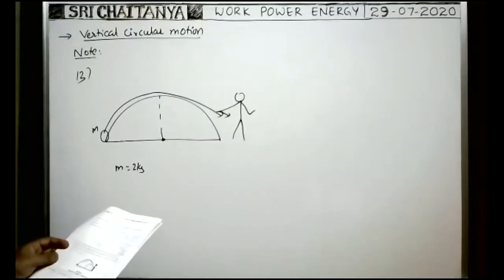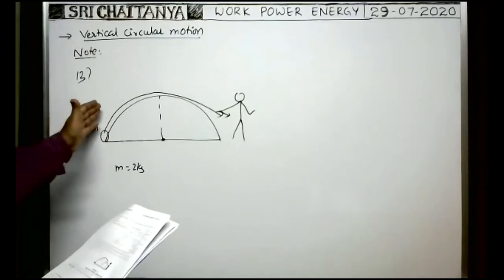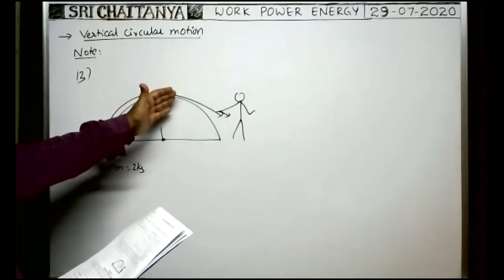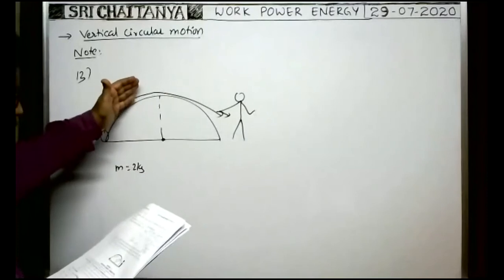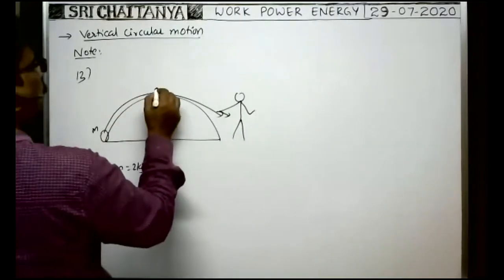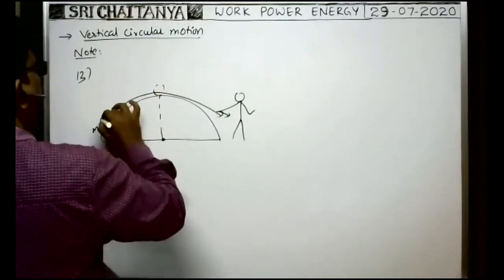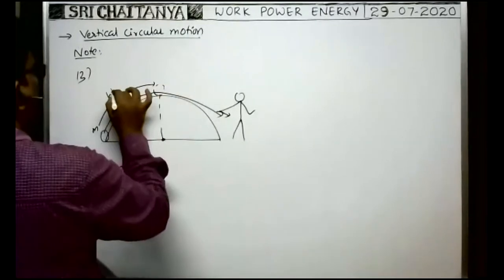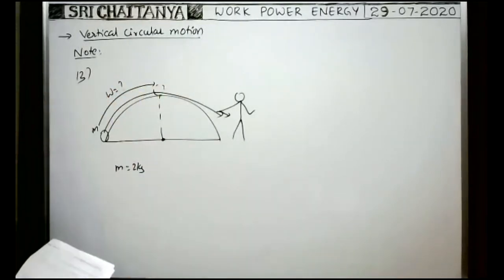Okay, now a person is pulling a mass of 2 kg slowly from the ground on a fixed rough hemispherical surface up to the top. This body is pulled up to the top. Then what is the amount of work to be done to pull the body up to the top?